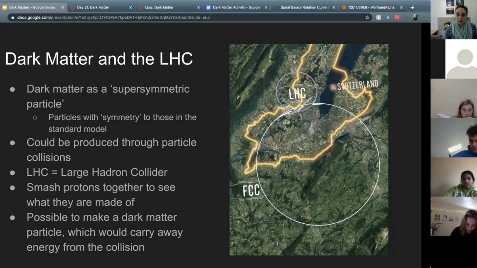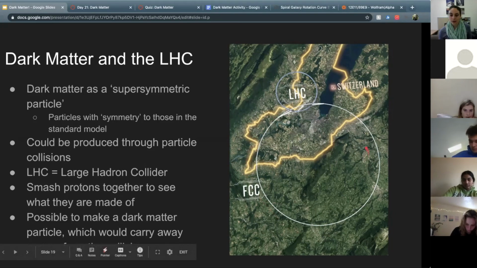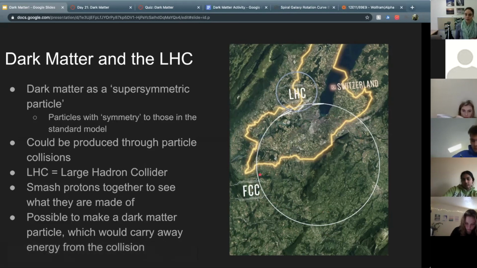So one way that we might solve that is by building the future circular collider, which is this big loop here. So this is not a particle accelerator that currently exists. It's one that's proposed in the future. So this would be one that is much bigger than the LHC. Having a bigger one means we can accelerate the particles to faster speeds, greater energies, and potentially actually produce dark matter.